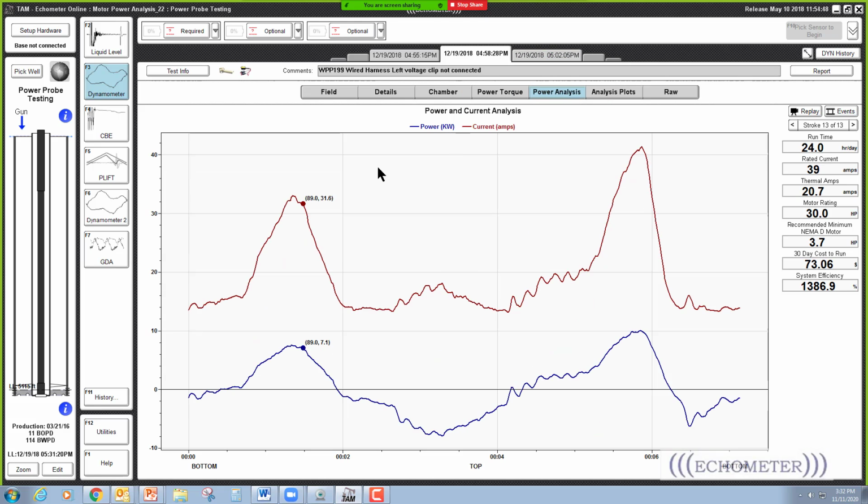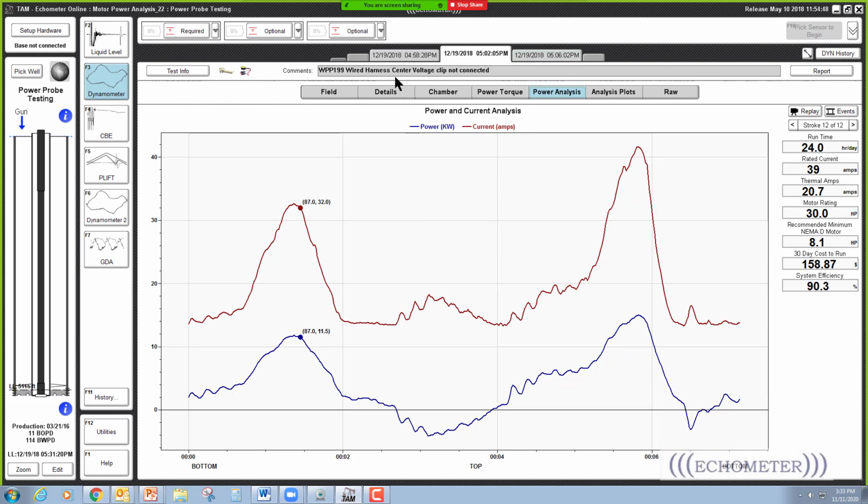If we go look at this one, the left voltage clip. There are three phases of volts, three red alligator clips, and the one on the left side is not connected. So the kW is about half as big as it should be. Anytime you see a kW curve that looks unusual, check your connections, check how the power probe is connected. It won't burn the power probe up, it just doesn't show the right data.